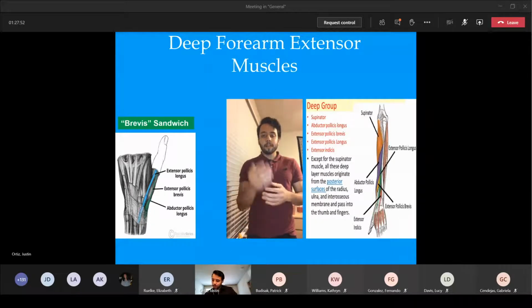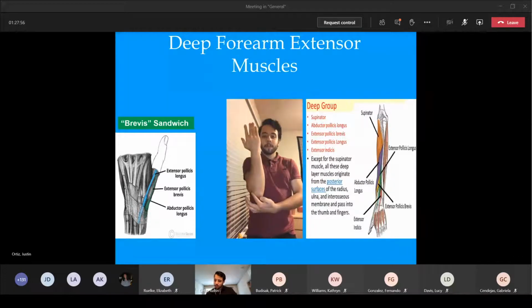So the supinator is going to attach from your lateral epicondyle. This is your lateral epicondyle of your humerus, as well as some of the joint capsule and some part of the proximal ulna, which is over here. Remember, ulna is on the pinky side, and the thumb side is going to be the radius. So it has some attachment to the ulna. But distally, the supinator is going to attach to the proximal third of the radius, so roughly right here.